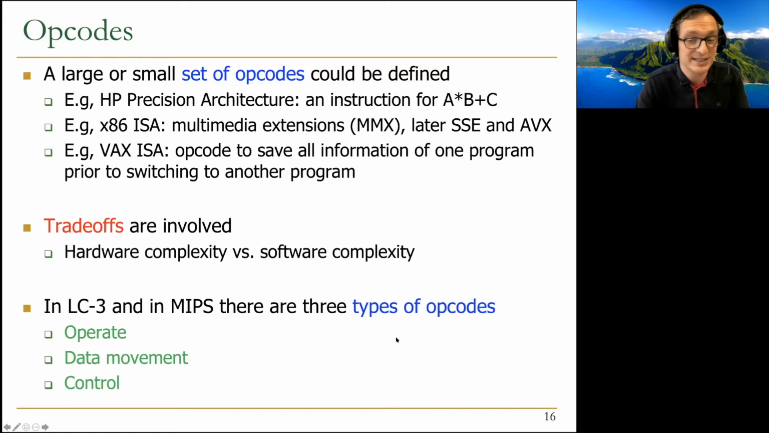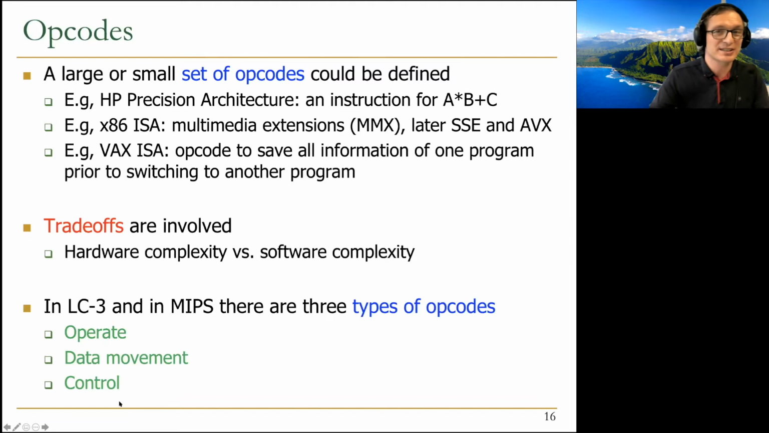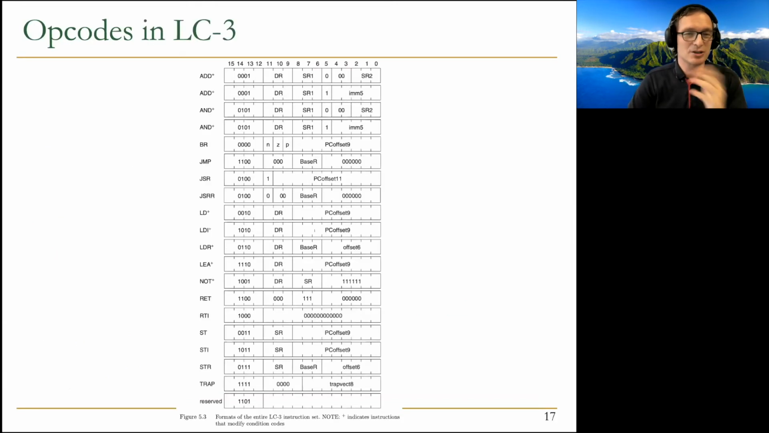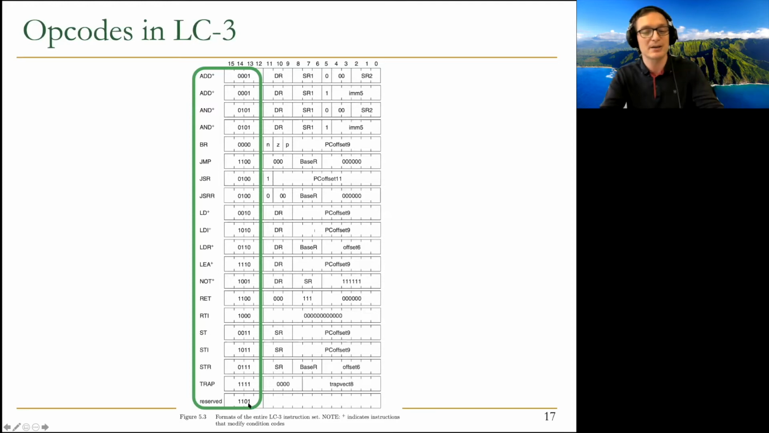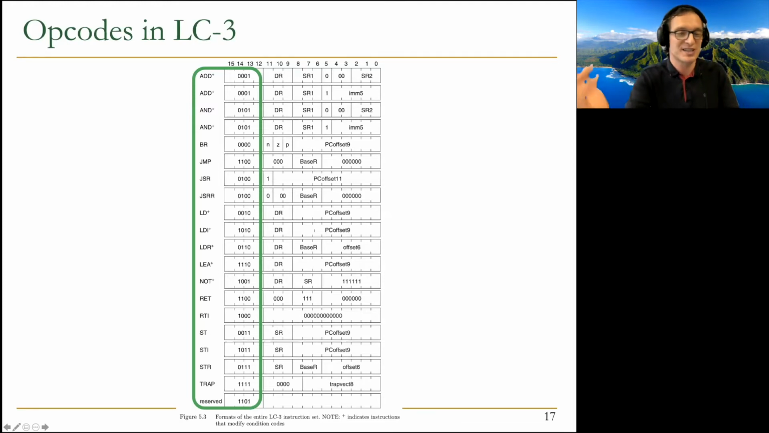We're going to cover 3 types of opcodes: operate, data movement, and control. I already mentioned each of these, but I'm going to go into more detail later on each of these. So let's take a look at the opcodes in LC3. Basically, in LC3, you have 16 opcodes, as you can see over here, because you have only 4 bits for the opcode in the instruction format. That was a decision made by the instruction set architects. You can see that this is one version of the LC3 ISA, and one opcode is reserved, in case somebody wants to add another instruction in the future.